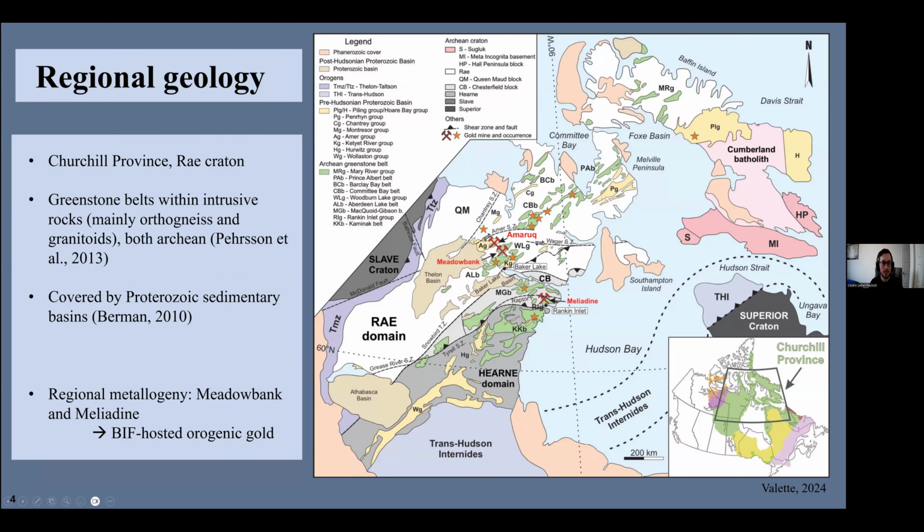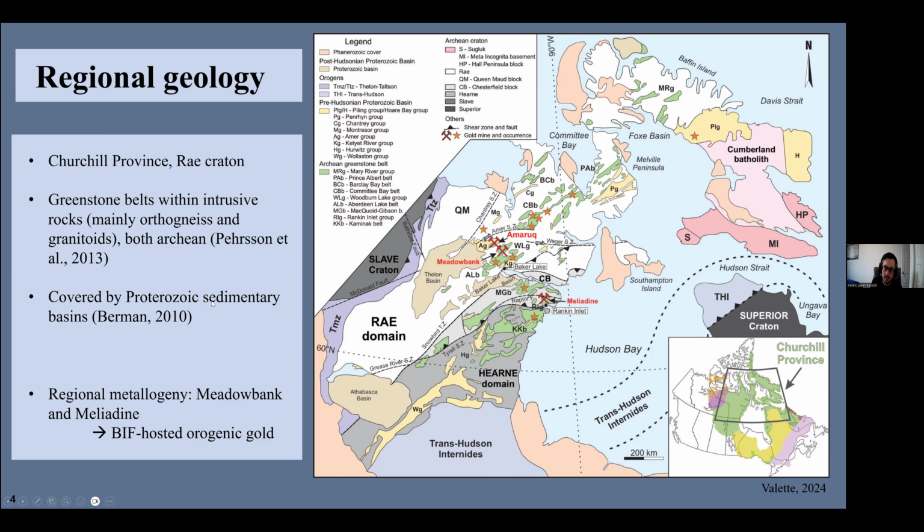So for regional geology, as I mentioned earlier, we're in the Churchill Province. In the Rae Craton, Amaruq is right here. Geologically, it's mostly greenstone belts and intrusive Archean rocks. So the intrusive rocks are in white, and in green we have the greenstone belts. And these two rocks are covered by Proterozoic sedimentary basins in beige, a little bit everywhere.